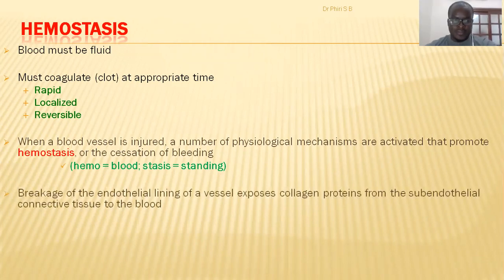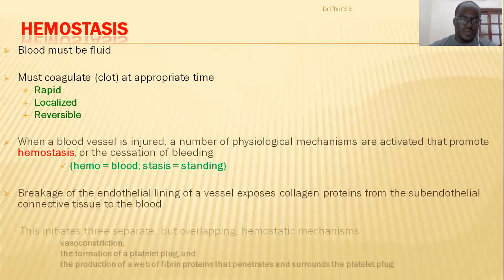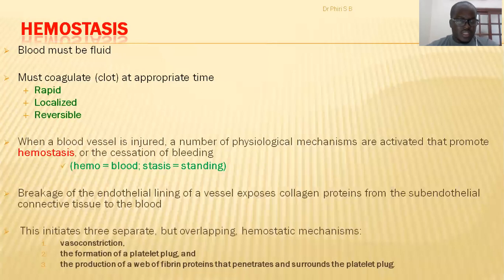So we proceed. Breakage of the endothelial lining of a vessel exposes collagen proteins from the subendothelial connective tissue to the blood. Once there is exposure of collagen protein, that will result in activation of platelets. There will be platelet adhesion, so they go and adhere to the collagen, or attach and bind to it. After that, there will be platelet aggregation, then platelet plug formation. This initiates three separate but overlapping hemostatic mechanisms.